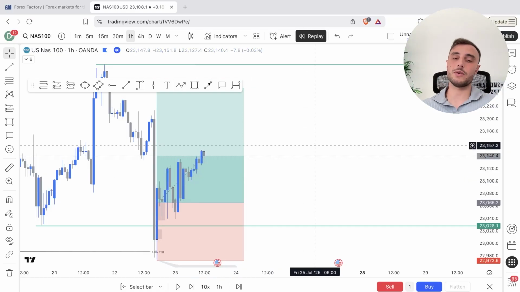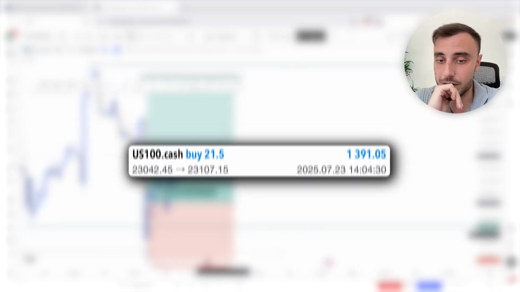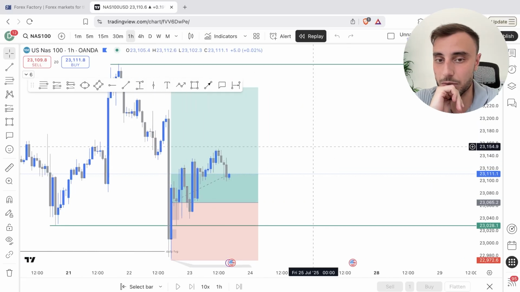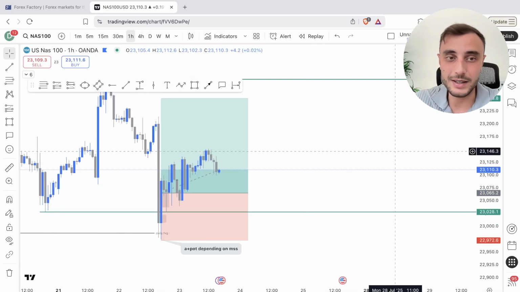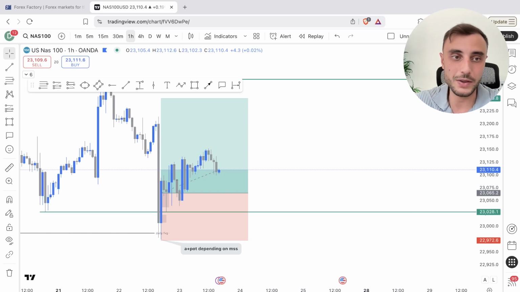I decided to close it for a $1,390 profit. And I think it was the right decision, okay? Because we can play the price and we can see that since I closed it, price went lower, okay? So yeah, these are the two setups I took yesterday and made really good profits on them.